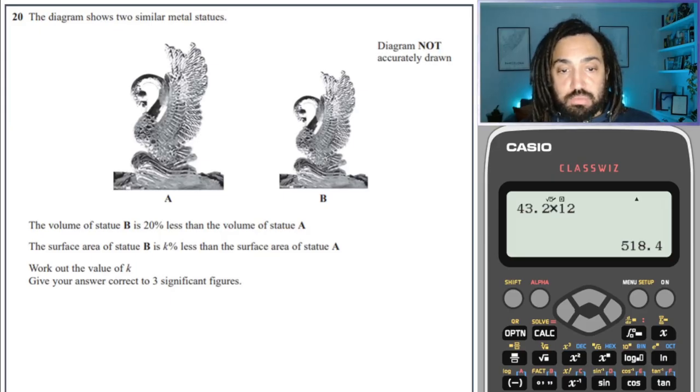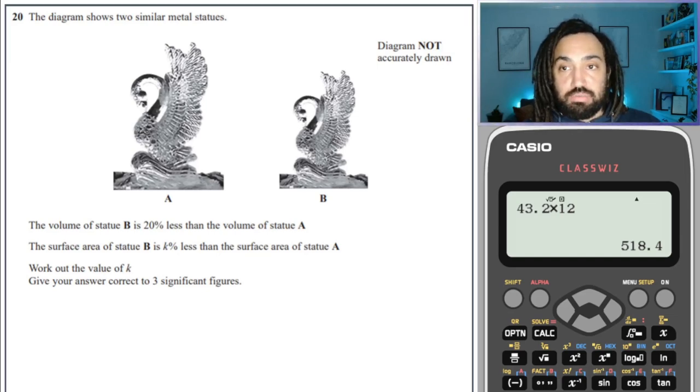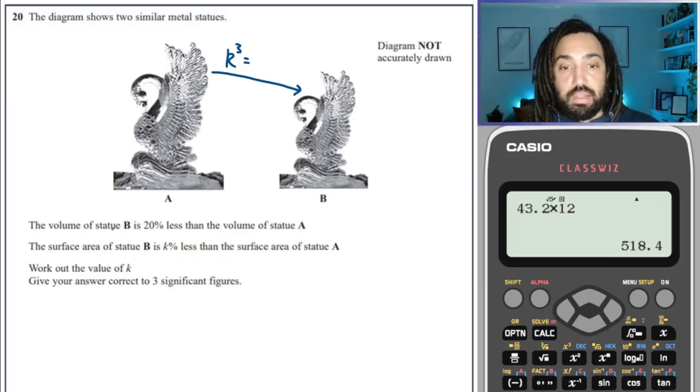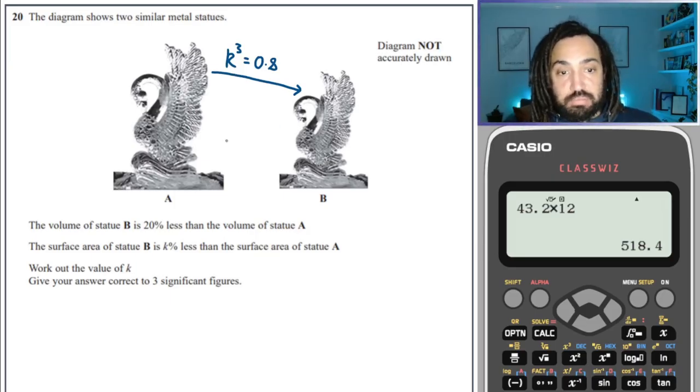Okay, final question. The volume of the statue B is 20% less than the volume of the statue A. Right, so let's set up a scale factor here. We're talking about volumes, that's k cubed. And if the volume of B is 20% less than the volume of A, then it's 0.8. So if I take A times it by 0.8, that's 20% less, and that will be how much the volume of B is. It says the surface area of statue B is K% less than the surface area of statue A. Work out the value of K.